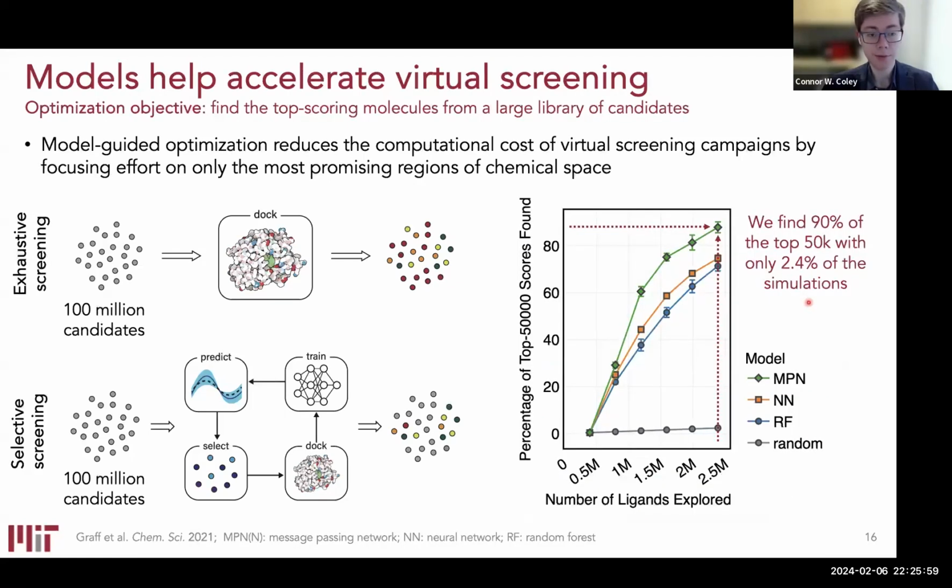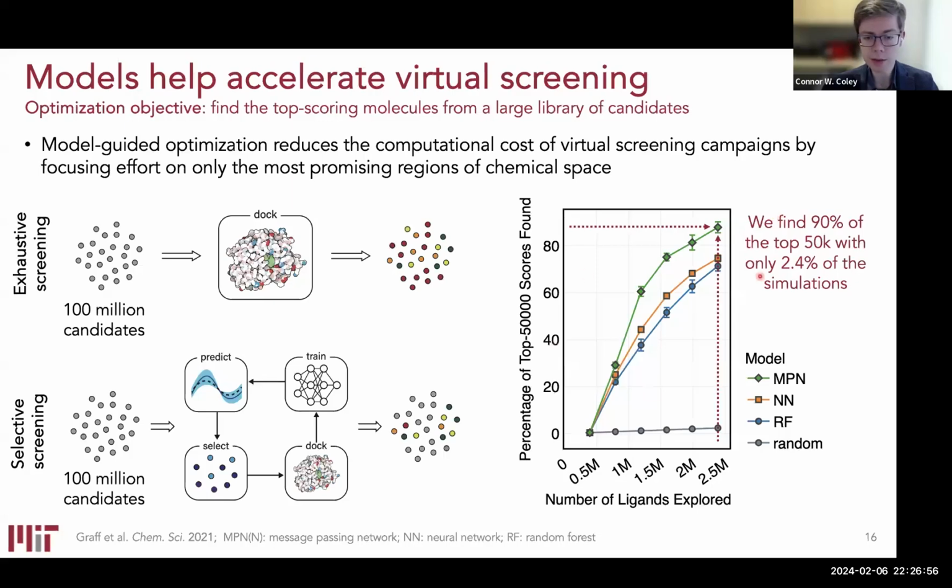And when we do that, we are finding a pretty substantial acceleration in the ability to find the best performing molecules. This is using those 100 million structures as candidates. Here we're looking at the percentage of the top 50,000 structures that we're identifying as a function of how many ligands we've simulated, right? How many tests we've run. What we can see here is that if we use a message passing neural network, shown in green, as that surrogate model, then with 2.4 million simulations, so 2.4% of the space, we're finding 90% of the best molecules. So using these models to help us triage chemical space and point us in the right direction is a quite powerful approach, and it leads to these orders of magnitude accelerations in simulation.